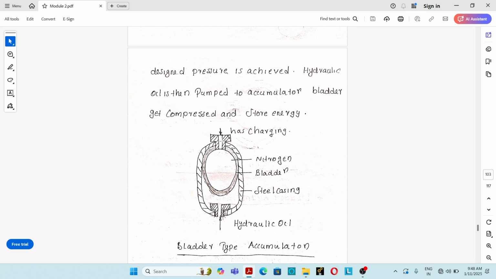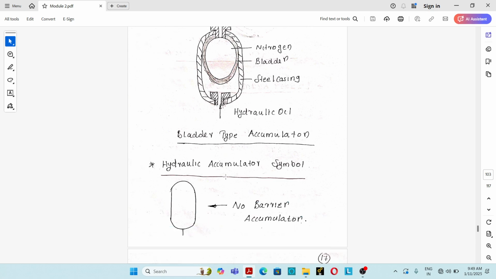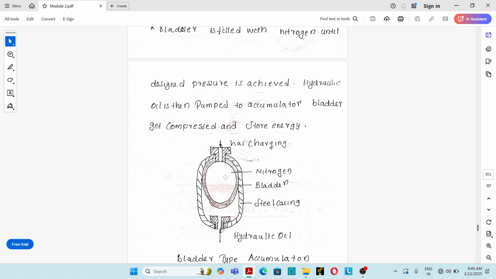Initially this bladder is filled with nitrogen gas, and the bladder acts as the elastic separator between the oil and the inert gas. So the bladder gets compressed by the hydraulic oil, and the energy is stored in the inert gas. That energy can later be utilized to pressurize the hydraulic oil, which can be utilized by the hydraulic actuator. So these are the classifications of accumulator.